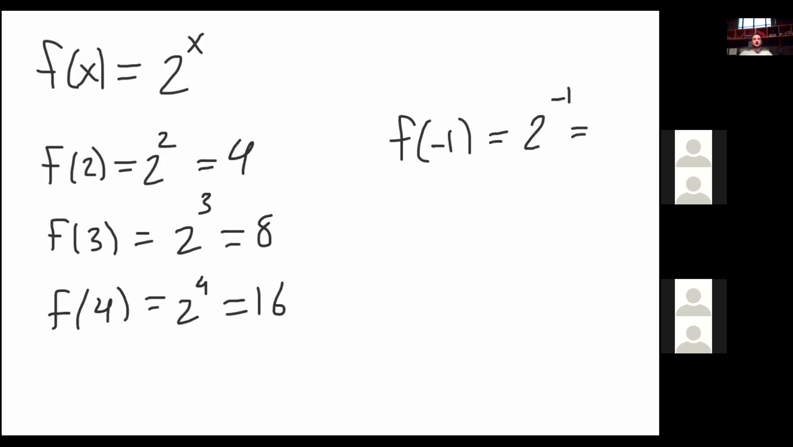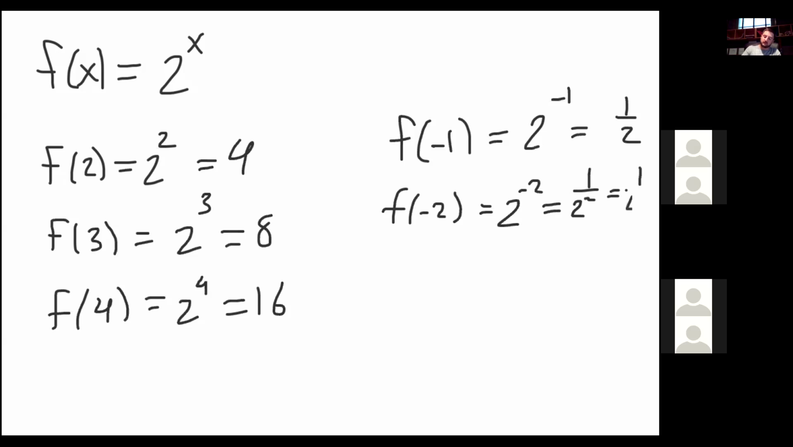What do I do with 1/2? Yeah, 1/2. Because remember, if I have that negative exponent, I just make sure I change its position in the fraction. So if it's in the numerator, it goes down to the denominator. Something like f of -2. So this would be 2 to the -2, or 1/2 squared, which means it's 1/4.